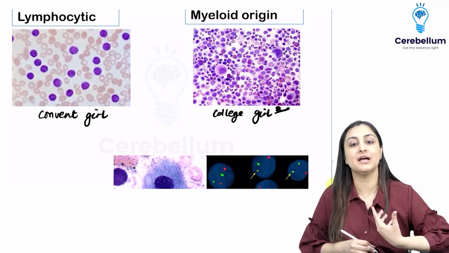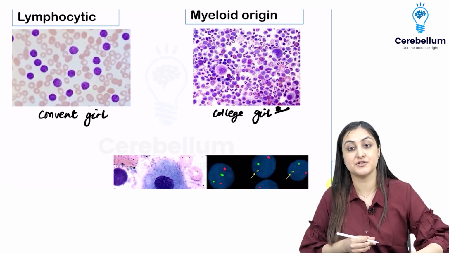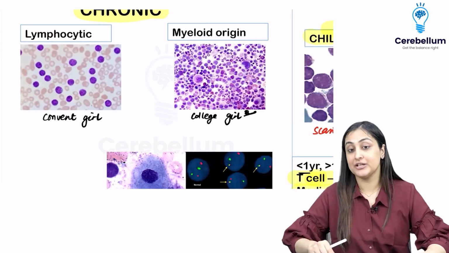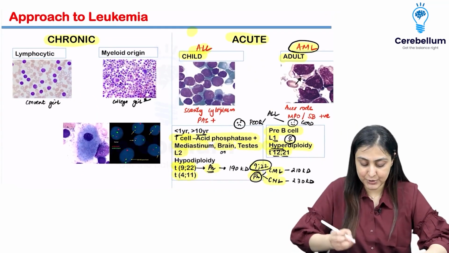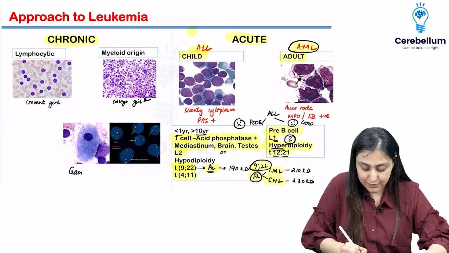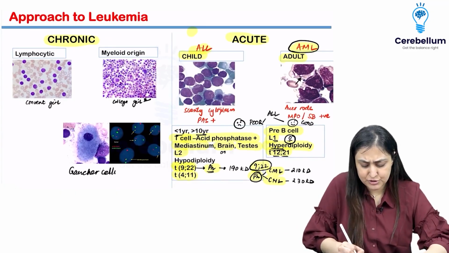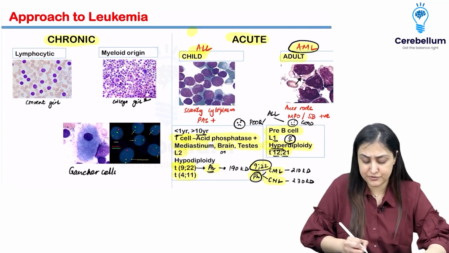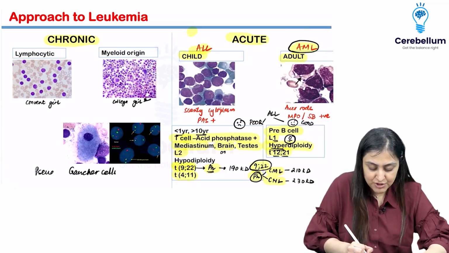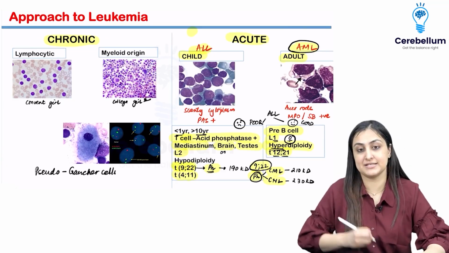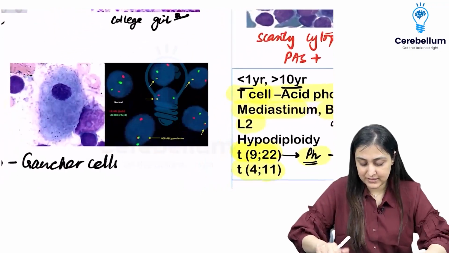In CML, you're going to have all kinds of cells in the peripheral smear. You're going to have immature cells. You're going to have a lot of blast cells. Okay, apart from that, in the bone marrow, you can see these Gaucher-like cells. They almost look like the tissue paper appearance of Gaucher, but because they are not Gaucher, we call them pseudo-Gaucher cells.